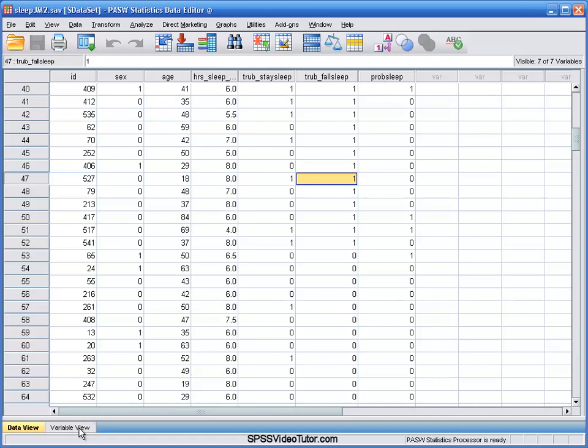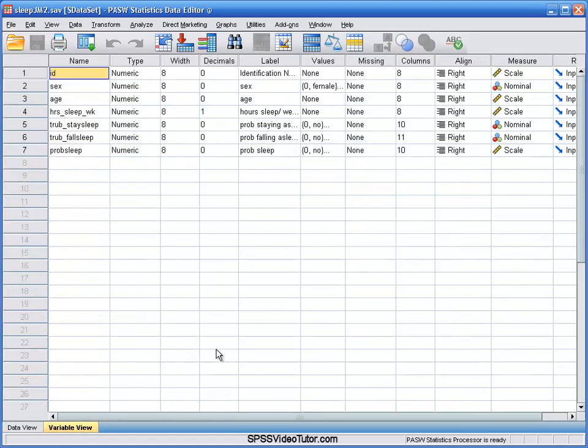Now, before you begin your logistic regression, you want to make sure that your dichotomous variables are coded 0 and 1, or dummy coded, where 0 is the absence of the characteristic, or no, and 1 is the presence of the characteristic, or yes. Okay, this will make interpreting your results much easier.